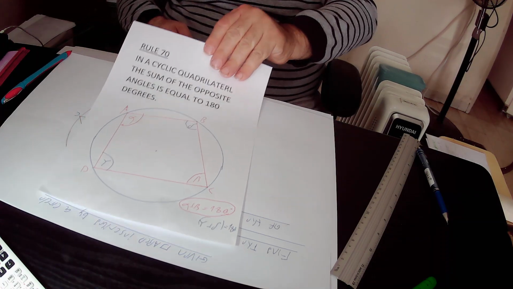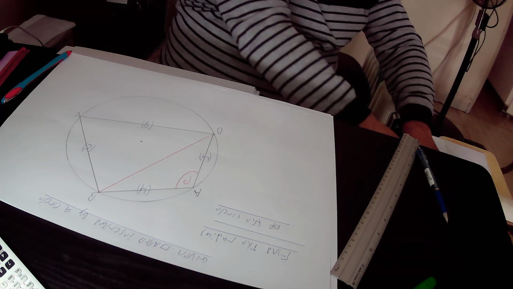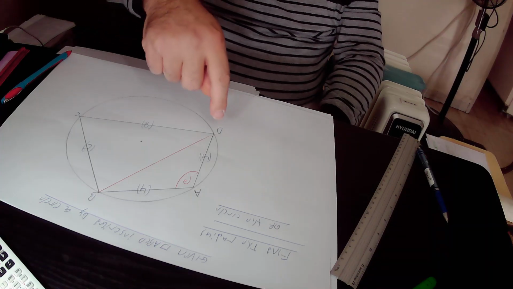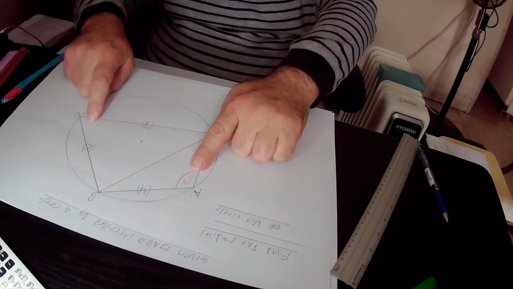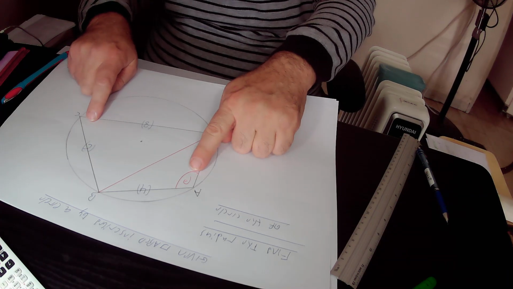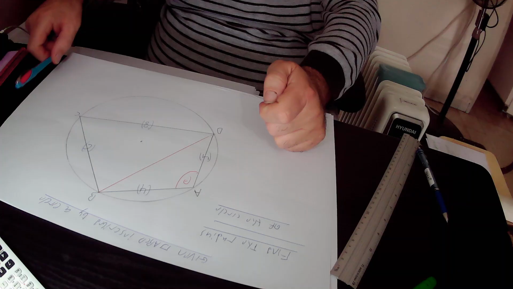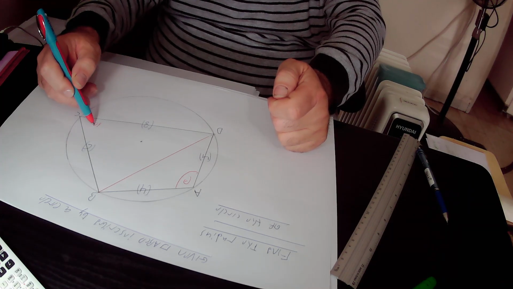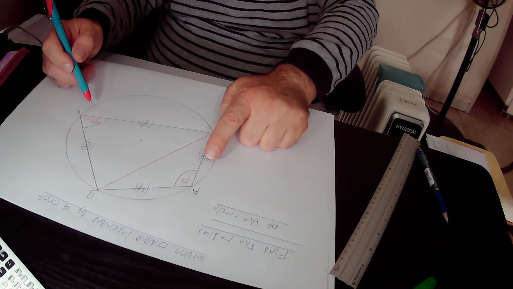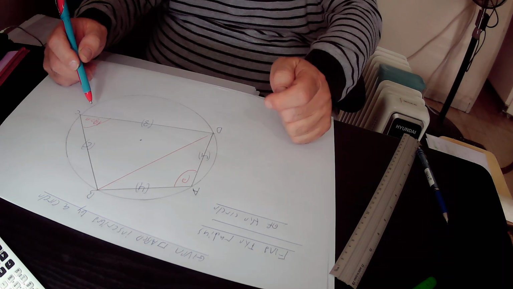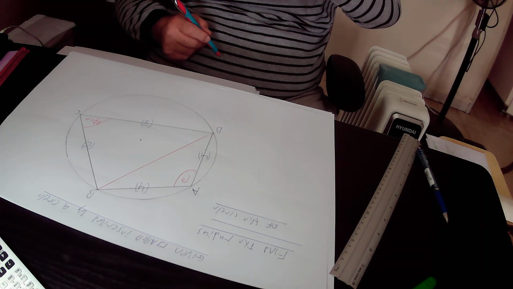So we can implement rule 70 in our drawing. This is, of course, a cyclic quadrilateral. Therefore, the sum of those two opposite angles must be equal to 180 degrees. So theta plus this missing angle, the sum of those two opposite angles, must be equal to 180 degrees. Therefore, this missing angle must be equal to 180 degrees minus theta. Why? Because 180 degrees minus theta plus theta is equal to 180 degrees. That is the sum of those two opposite angles in quadrilateral ABCD.